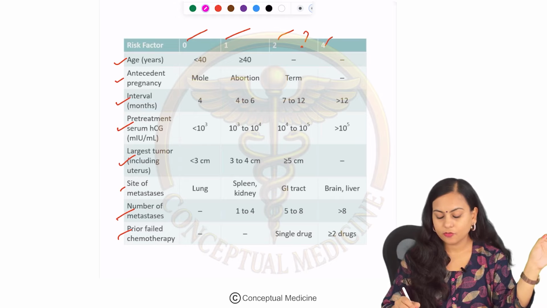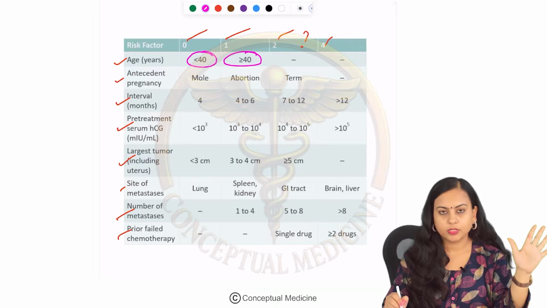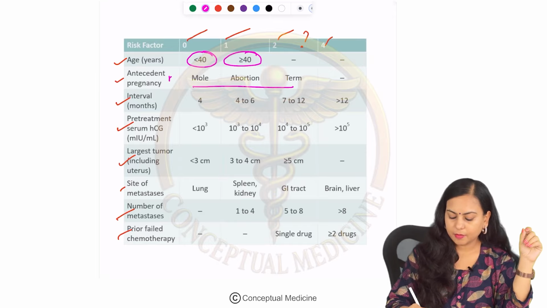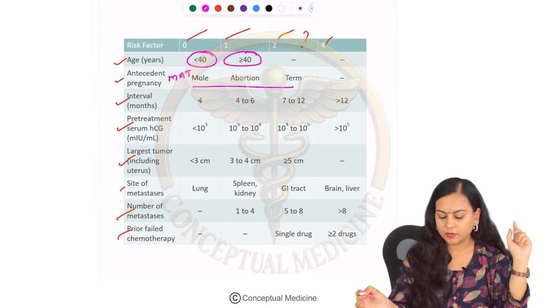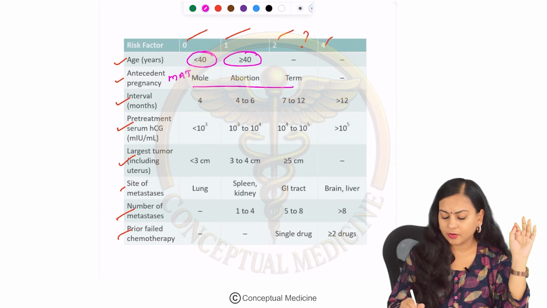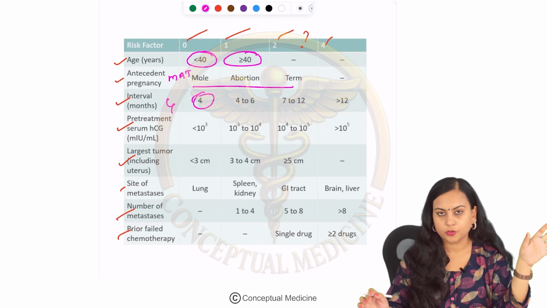So age consideration we are seeing. It is less than or equal to 40 years or more than 40 years. Done. Not above that, we are not speaking anything. Antecedent pregnancy can be a mole. It can be a molar pregnancy, or it can be abortion, or it can be a term pregnancy. Yes, we are done with it. Now interval in months. Months you have to start from 4. So 4, 4 to 6, 7 to 12 and more than 12.